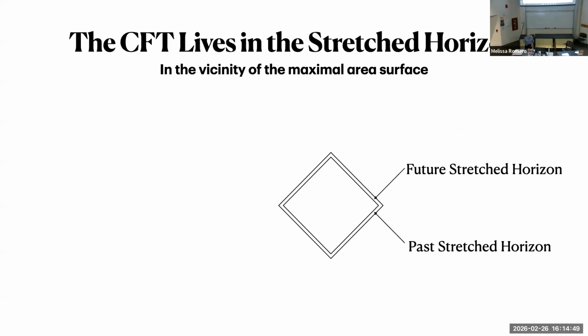Where does this conformal field theory live? For a general causal diamond, the maximal area surface is over here, and the conformal field theory lives in this little sliver called the stretched horizon, either in the past or the future. The past and the future ones are related by time translation, and so they're basically the same theory. One is mapped into the other by the unitary time translation operator.